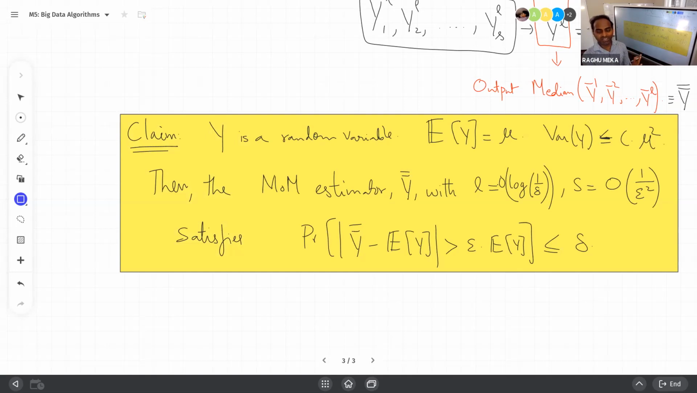This is a general statement. It applies for almost any random variable. Okay? Does this make sense?